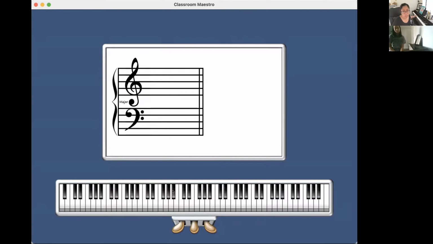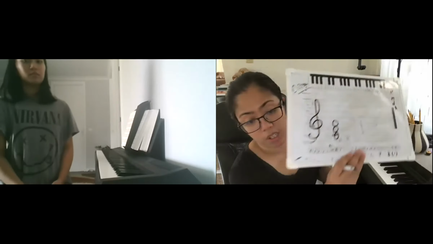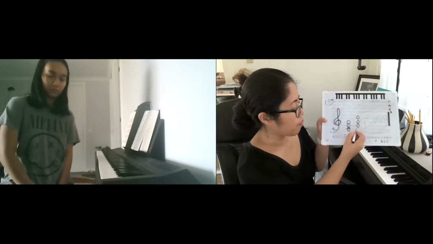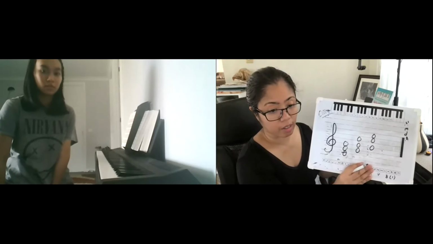So that would be C, E, G. And then you invert it. You make it E, G, C, right? E, G, C. And then you make it G, C, E. Those are all inversions. Okay. So the first one, C, E, G, that's the root position, right? Okay, root position. Then you move to E, G, C. Then that becomes your first inversion, right? And then the next one, G, C, E, that's your second inversion.